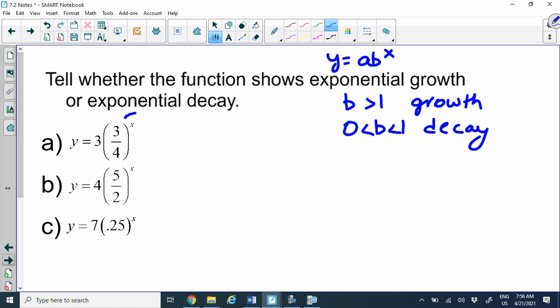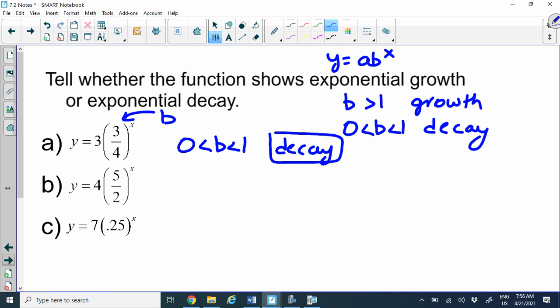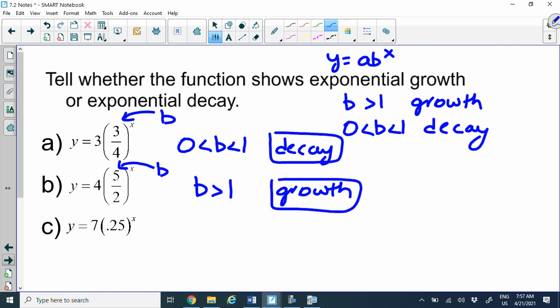So for a, our b value is 3/4. Well, since 3/4 is in between 0 and 1, this is exponential decay for a. Okay, let's look at b. So our b here is 5/2. Now be careful. Yes, it is a fraction, but is 5/2 in between 0 and 1? No, it's actually greater than 1. So this is actually a growth here. Okay, then our last one. Our b is 0.25. That is in between 0 and 1. So this is a decay.